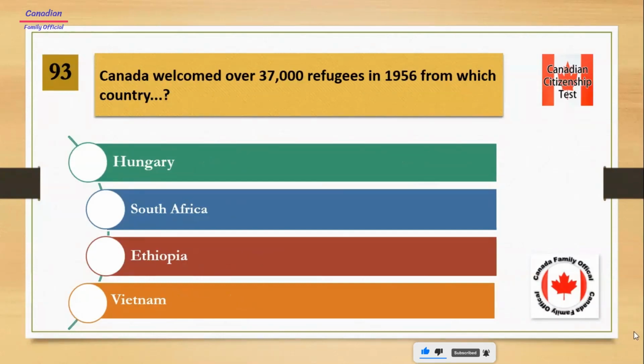Canada welcomed over 37,000 refugees in 1956 from which country? Number 1, Hungary. Number 2, South Africa. Number 3, Ethiopia. Number 4, Vietnam. And the answer is Hungary.